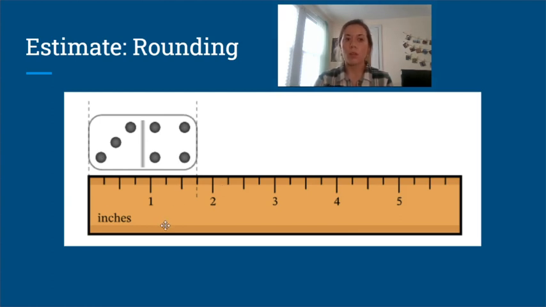Some people like to round up. Some people like to round down. If we're rounding up, we're rounding to 2 inches. If we're rounding down, we're rounding to 1.5.